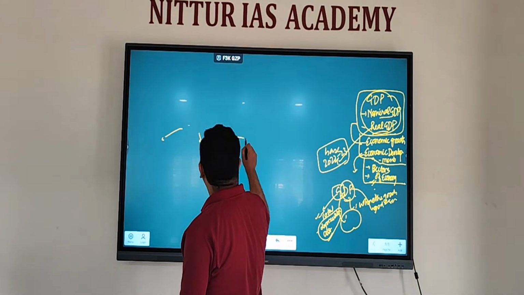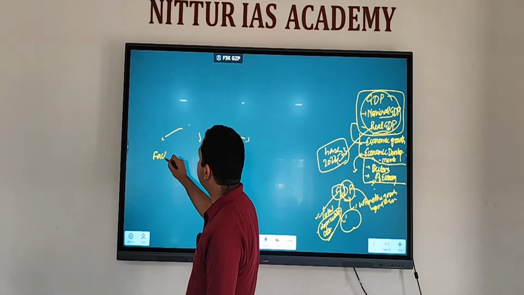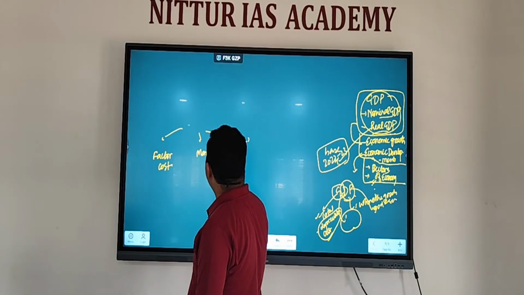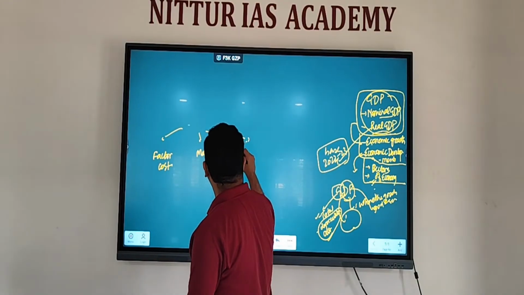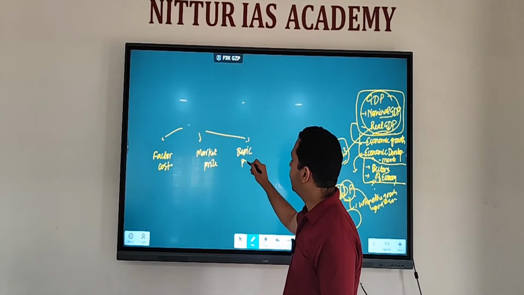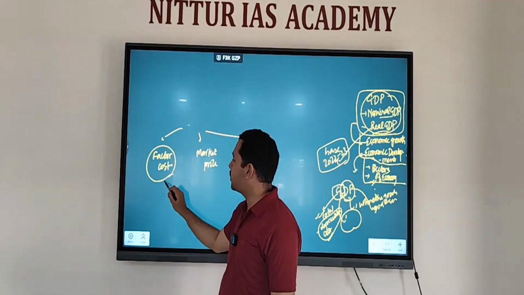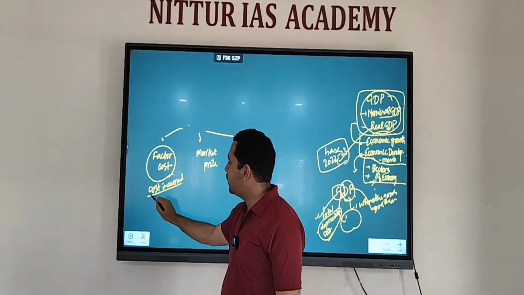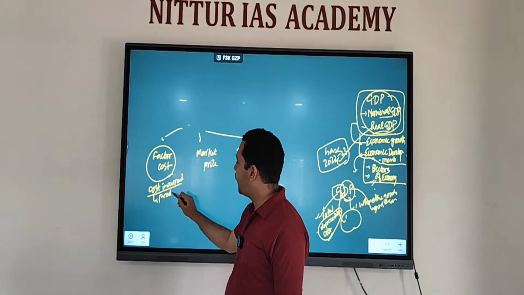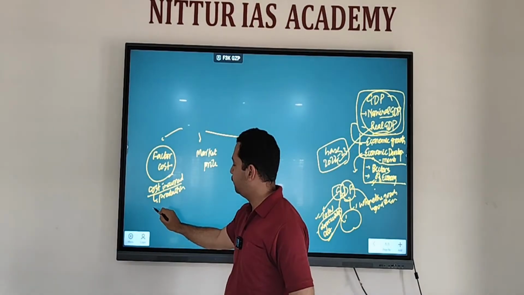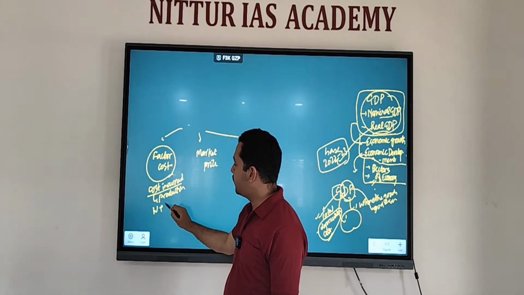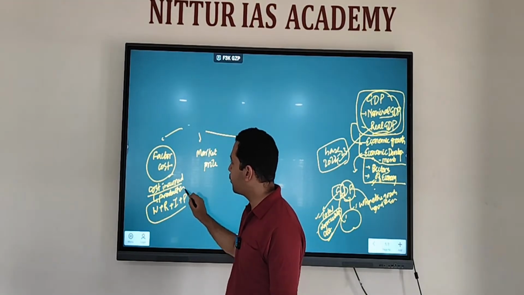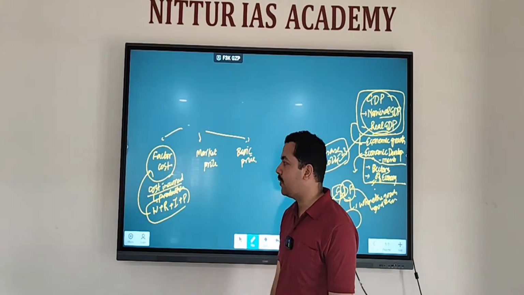Concept of factor cost, market price, and we discussed basic price. So these are the things we have started. We discussed what is a factor cost: the cost that is incurred in the production process is called a factor cost. And factor cost is wages plus rent plus interest plus profit. So this is your factor cost that we have discussed.